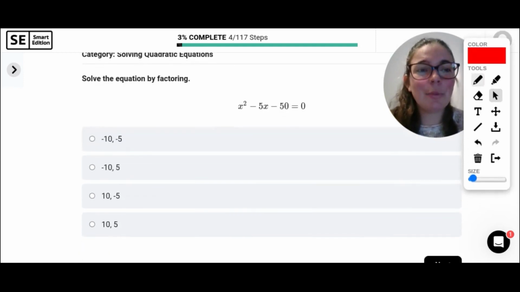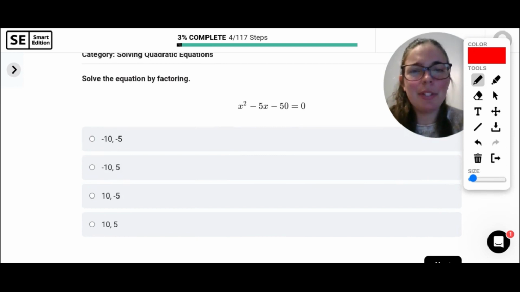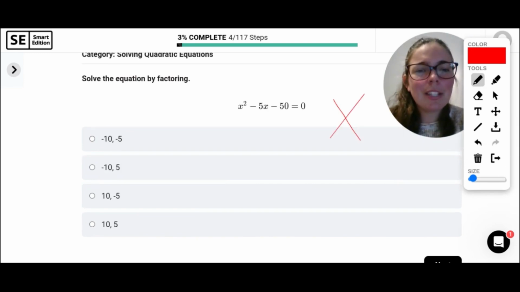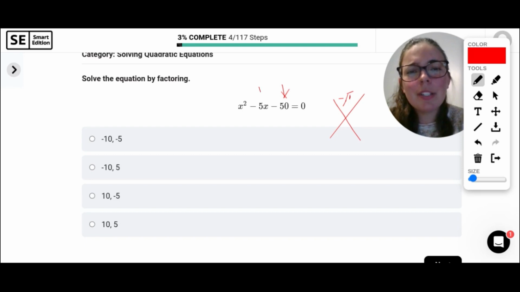All right, let's solve this equation by factoring. X squared minus 5x minus 50 equals 0. So factoring, we use the product sum method, which can be really helpful. I like to make this little x and think, okay, product here, negative 50. So it needs to multiply to negative 50, and then it needs to add to the middle term, which is negative 5.